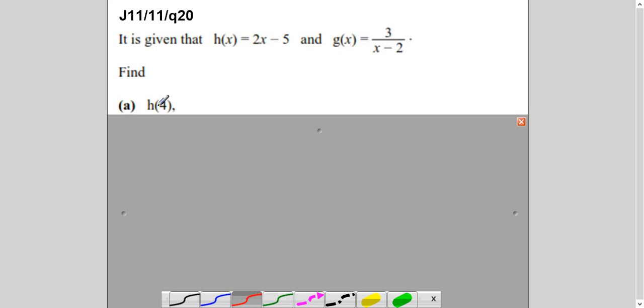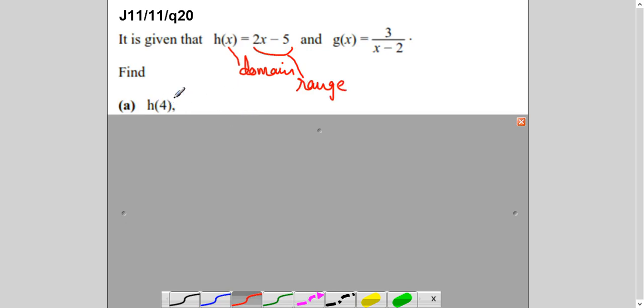So you have to find h of 4. Here x is representing this value. First of all, you need to understand that x in function language is called the domain. The value you substitute here is called the domain, and the answer you get from here is called the range, the value of y. So this is the language of function.